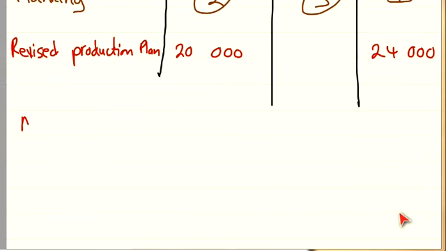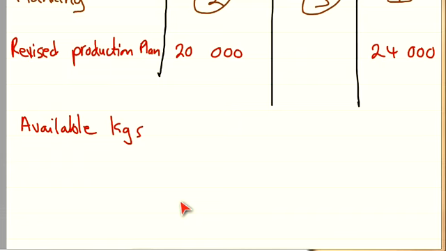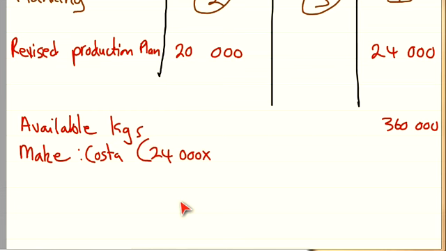So I'm going to say available kgs first. So how many kgs do I have? We're given that we only have 360 kgs. So that's what I'm going to write down and say I've got 360 kgs. Then after making Costa, I'm going to spend this amount of kgs, 24,000 times the number of kgs for Costa, which is 3 kgs. This gives me 72,000 kgs.